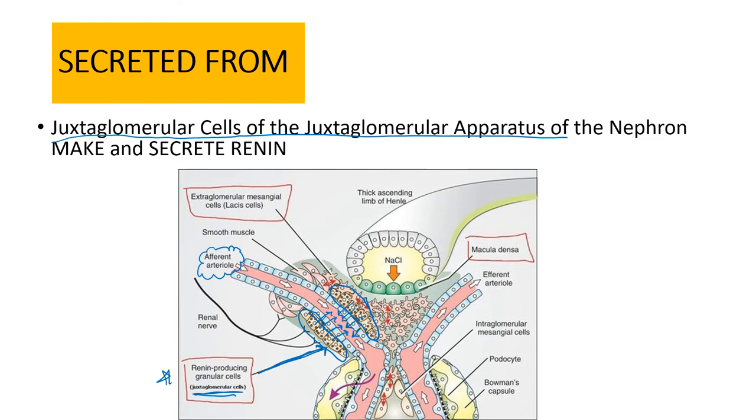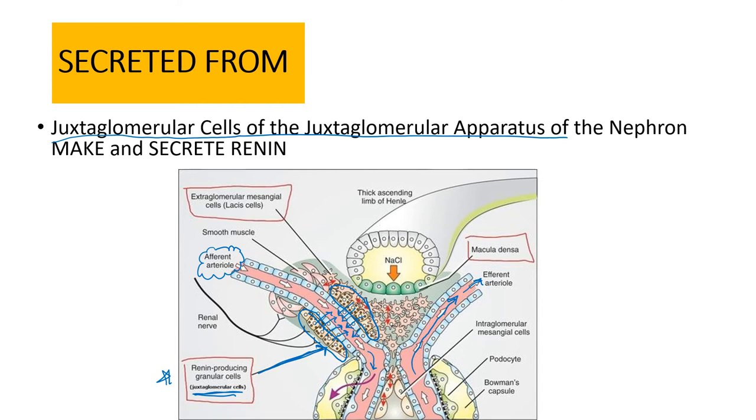Okay, so that's how renin is going to get into the bloodstream. That's why they're granular. Those granules are the renin. So the renin is going to travel in, and renin is going to travel right on back out through that efferent arteriole and enter the circulation.